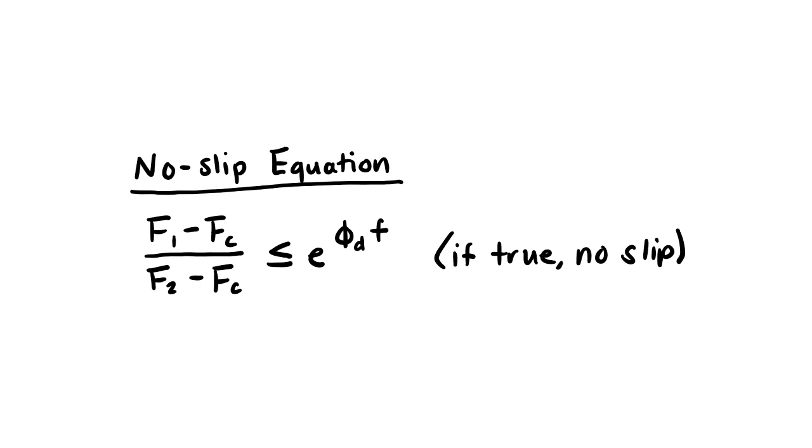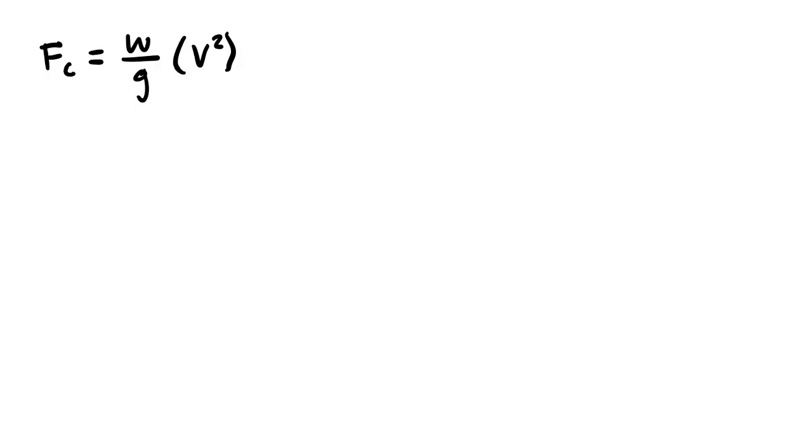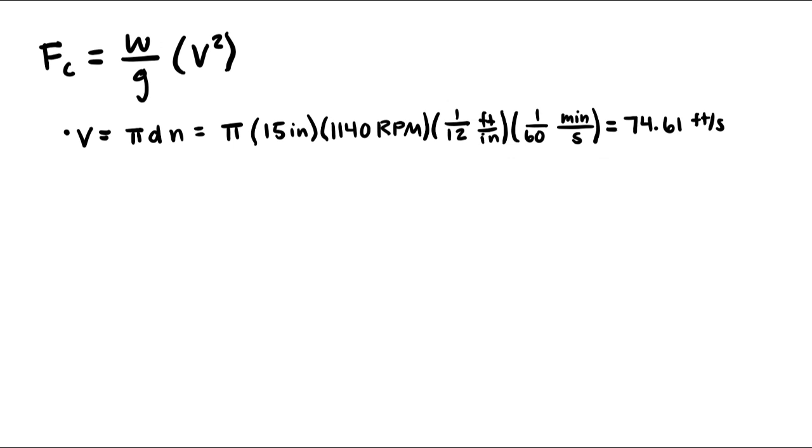This requires us to calculate the centrifugal force, Fc, the maximum tight side tension, F1, and the slack side tension, F2. We start by solving for Fc, the centrifugal force. To do that, we first need to find the belt speed, V, and the belt weight per foot, W. The belt speed, V, is found by multiplying pi times the pulley diameter times the RPM, then dividing by 12 to convert inches to feet, and by 60 to convert minutes to seconds. Substituting values, we find that V equals 74.61 feet per second.